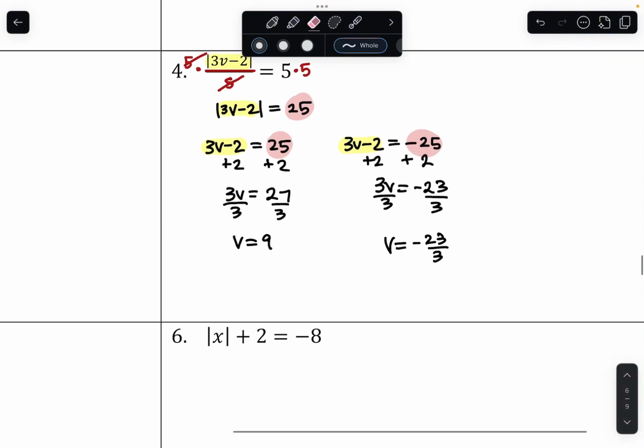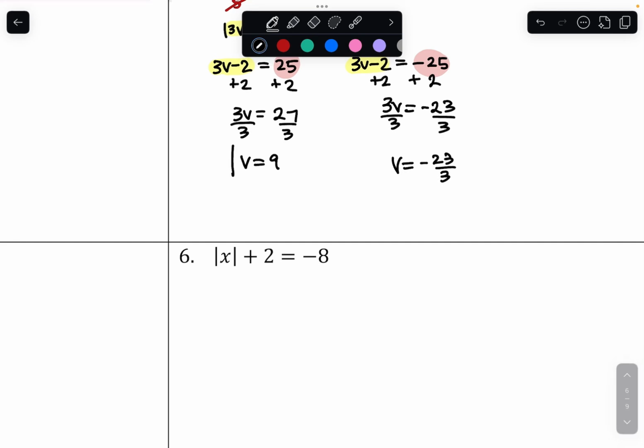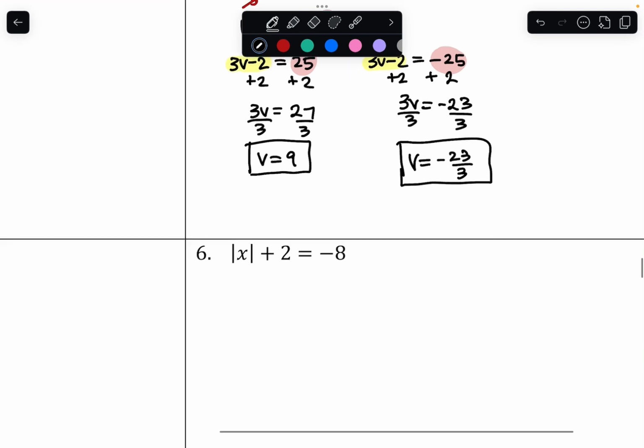You don't have to erase that work. It's probably best to show it, but for the sake of the notes key, I want to keep it clean.